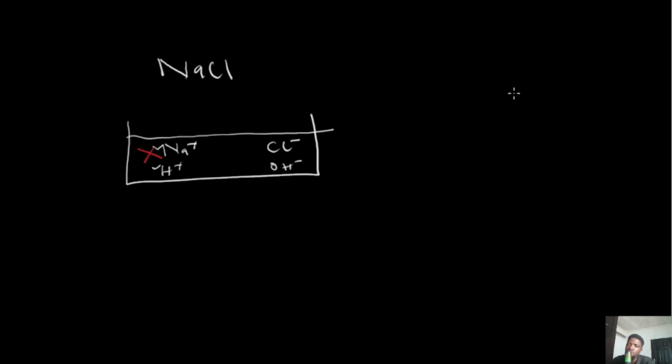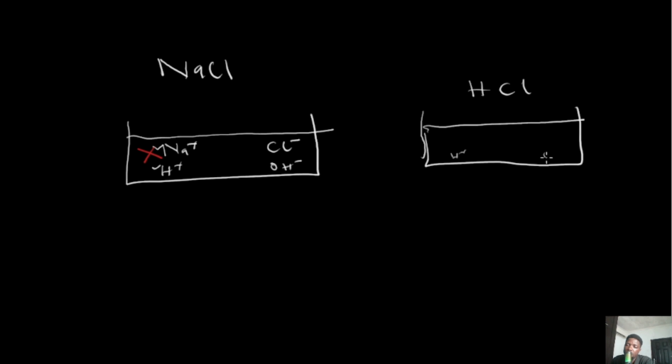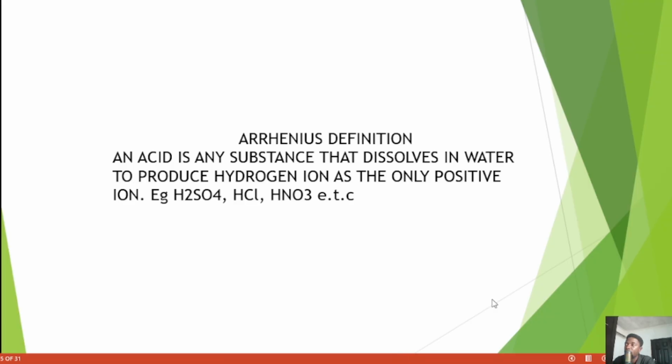But if you happen to dissolve something like HCl in water, as I stated earlier, water undergoes a partial dissociation to give hydrogen ion and hydroxyl ion. On dissolving HCl in water, you are going to get H plus and Cl minus. Consider the only positive ions here and notice that they are all hydrogen. The implication is that obviously this is an acid. So just have that in mind: when you are trying to identify an acid, according to Arrhenius, it is simply any substance that dissolves in water to produce hydrogen ion as the only positive ion.